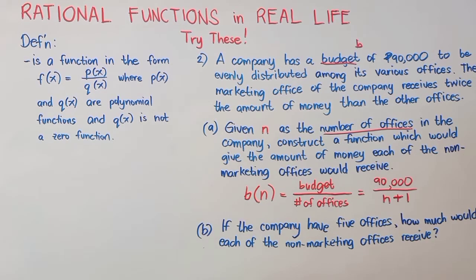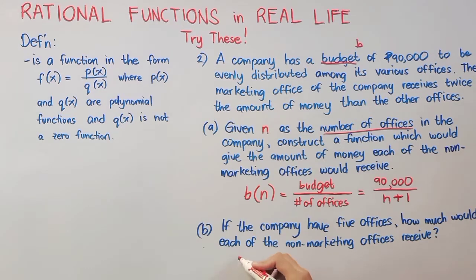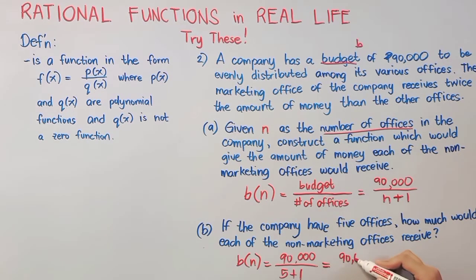Now let's have B. If the company has 5 offices, how much would each of the non-marketing offices receive? Now we will be using our function in A where our N is 5. So we have here 90,000 divided by 5 plus 1 is 6. That will give us 15,000. So each of the non-marketing offices receives 15,000 pesos each.